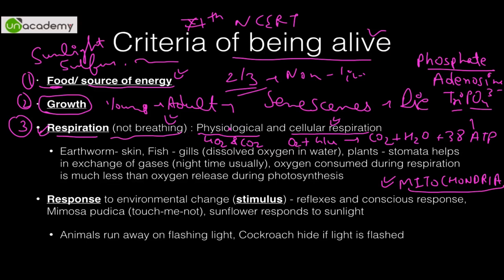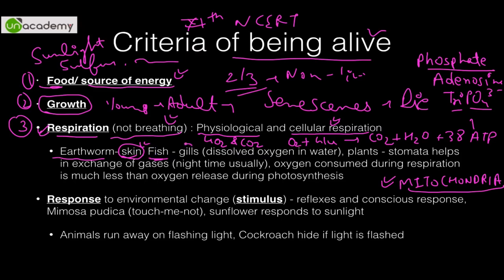That is simple. Physiological respiration means intake of oxygen and giving out of carbon dioxide, and other metabolites are also there. Cellular respiration means oxidizing of glucose into carbon dioxide plus water plus 38 ATP molecules per glucose to give you energy. That is respiration. So in earthworm, this breathing takes place through skin.